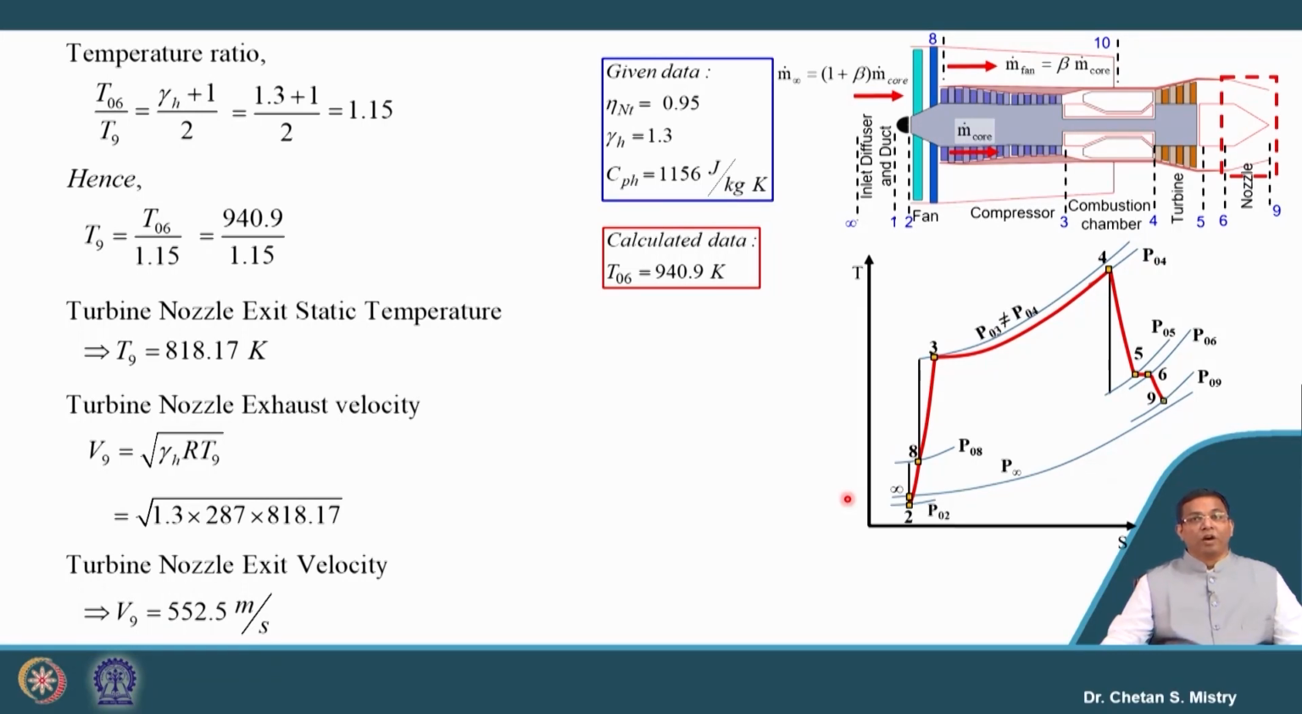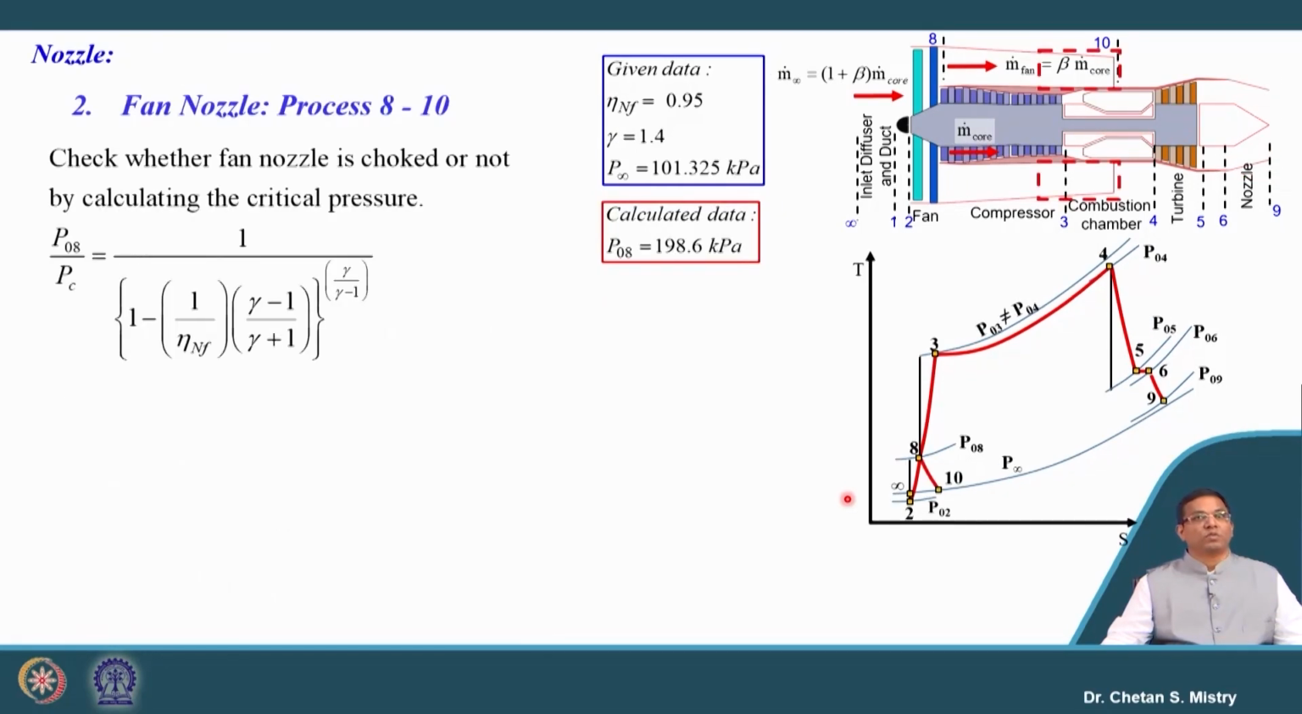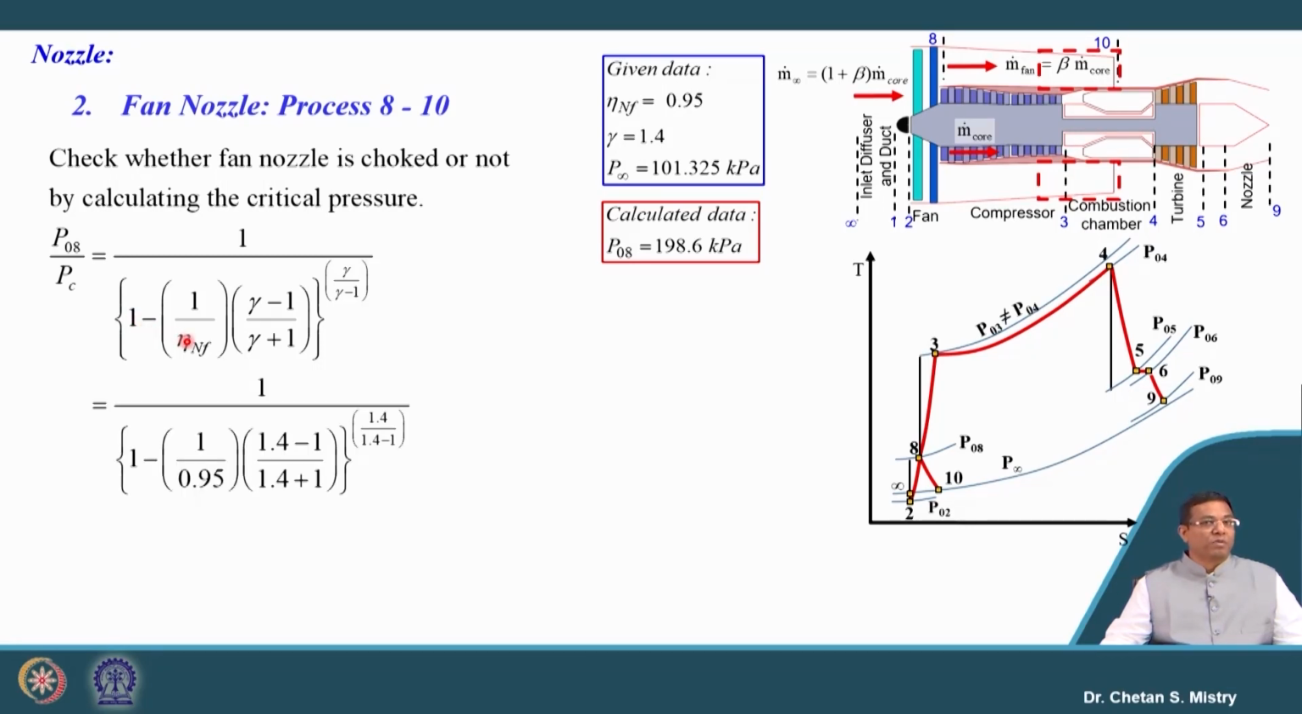Okay. Now, this is for our core engine nozzle. The same way we want to calculate it for the fan nozzle, and we know for the fan the process is given by process 8 to 10. So, let us put that. Here in this case, my critical pressure ratio we are writing as P08 by Pc. For the fan nozzle we have an efficiency of 95%.